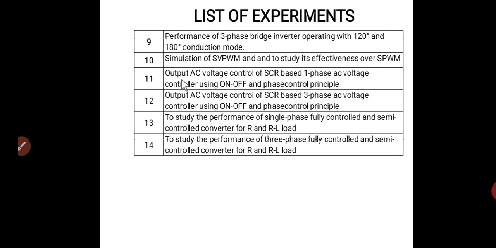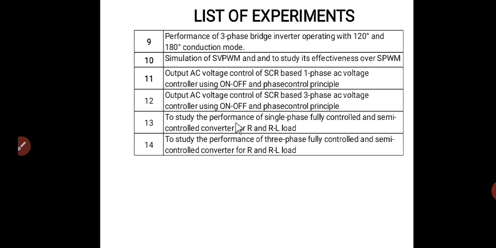11th is the output AC voltage control of SCR based single phase AC voltage controller using on off and phase control principles. 12th is output AC voltage control of SCR based three phase AC voltage controller using on off and phase control principles. On off control means we have to change on time and off time, but in phase control principle we have to change the firing angle of the SCR.